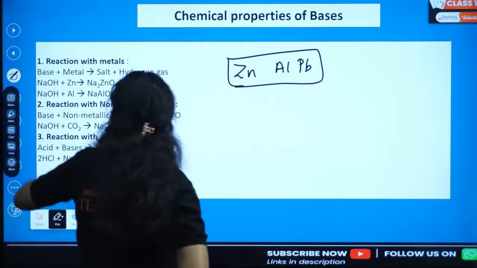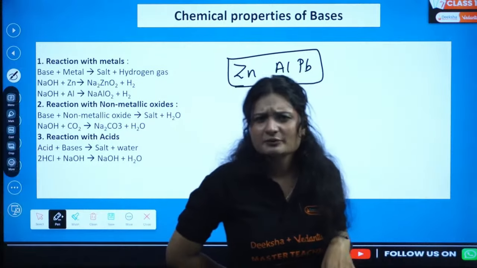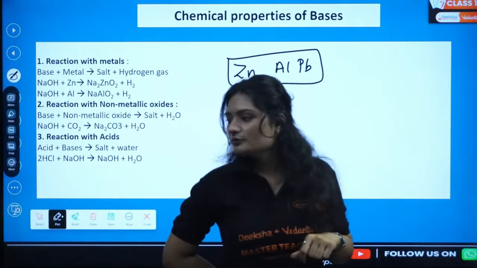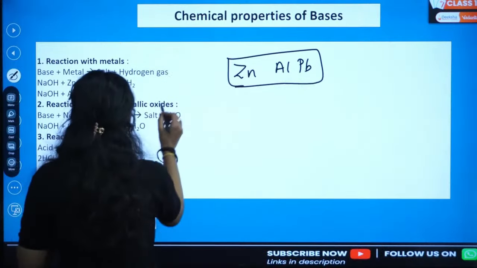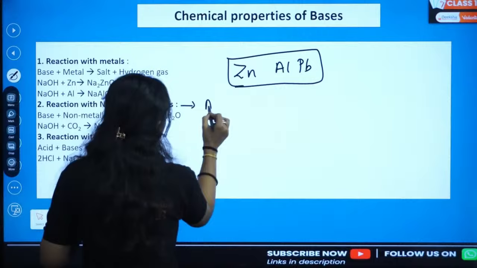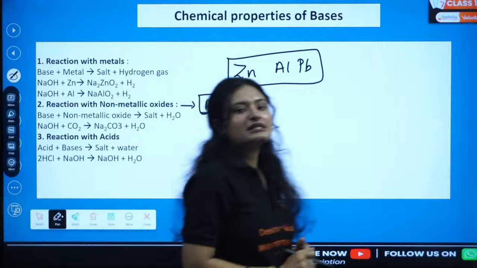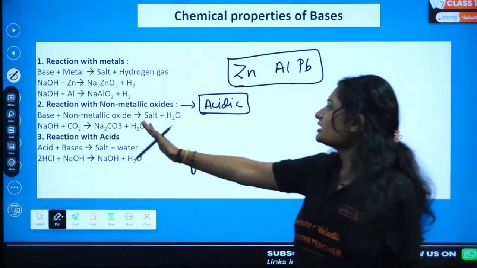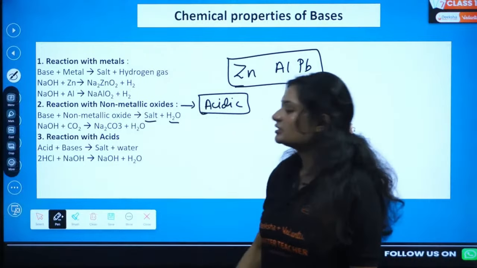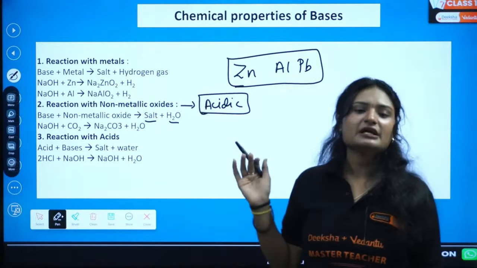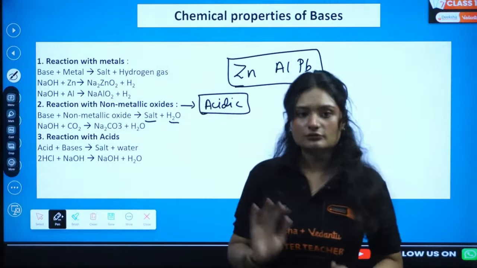Okay. Now, bases also react with non-metal oxides. What is the nature of non-metal oxides? Yes, non-metal oxides are acidic in nature. And when acid and base react, what do we get? Salt and water. So, if you treat a non-metallic oxide with a base, we get salt plus water. Sodium hydroxide on reaction with carbon dioxide, which is a non-metallic oxide, gives sodium carbonate and water.